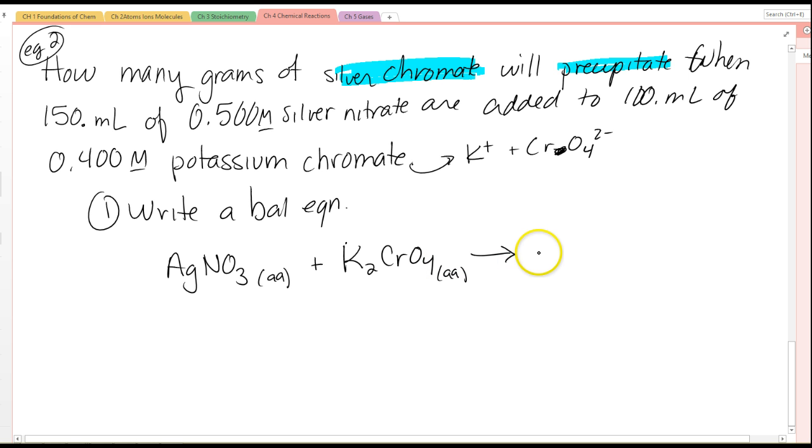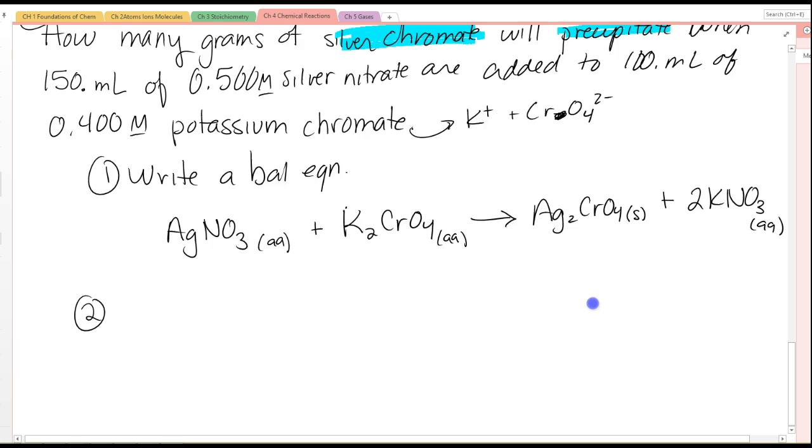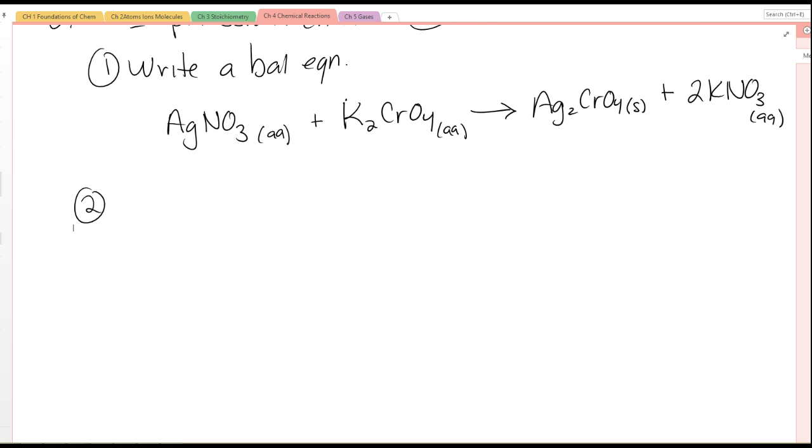It's going to yield silver chromate, so Ag2CrO4, solid, which we know from the problem, and potassium nitrate, which if we weren't given the information of which one was the solid, we would know the potassium nitrate is the aqueous because it has nitrate in it. So next, we're going to need to do all of our steps that help us determine the limiting reactant and predict the amount of product.